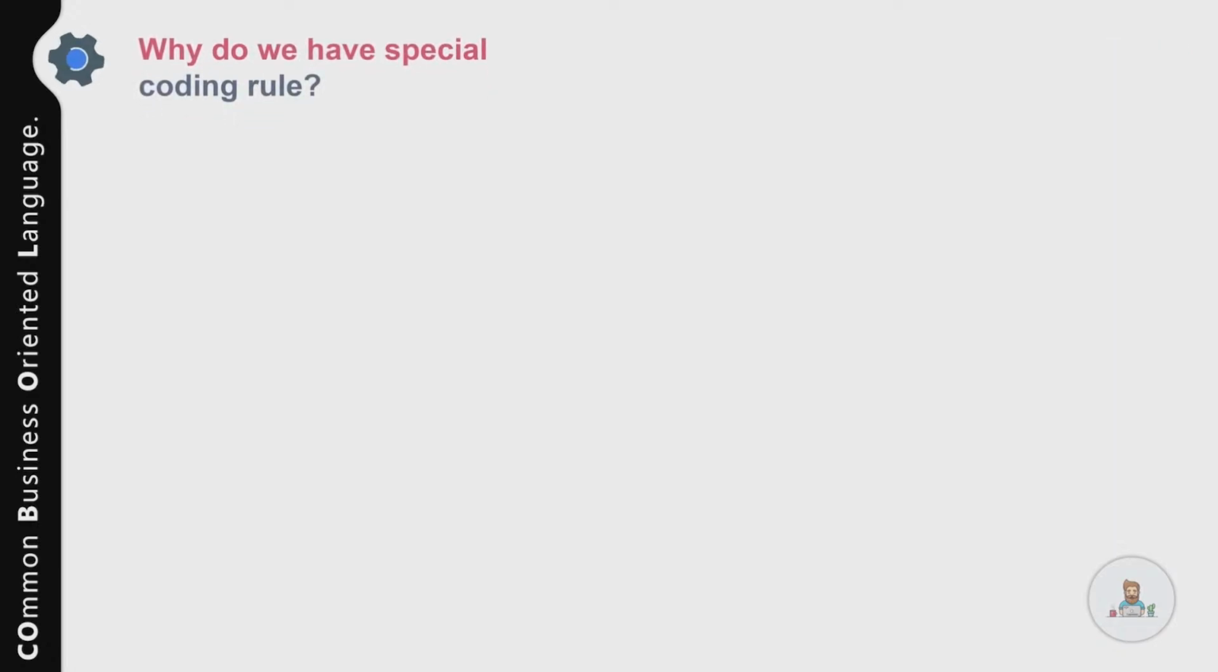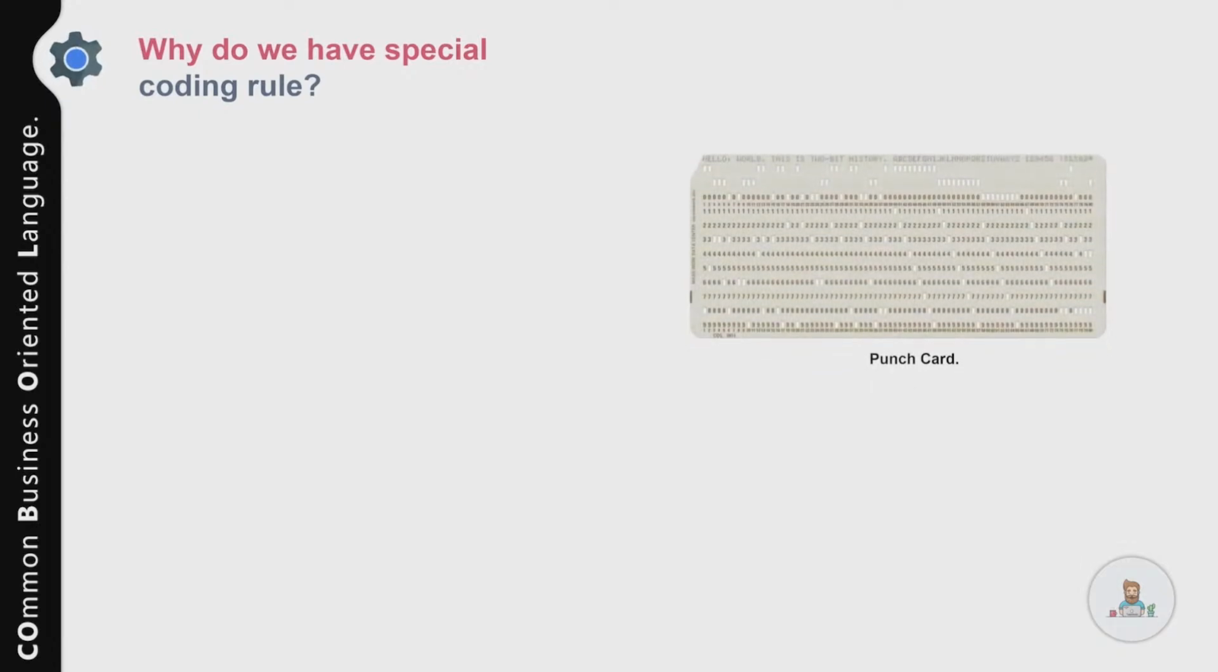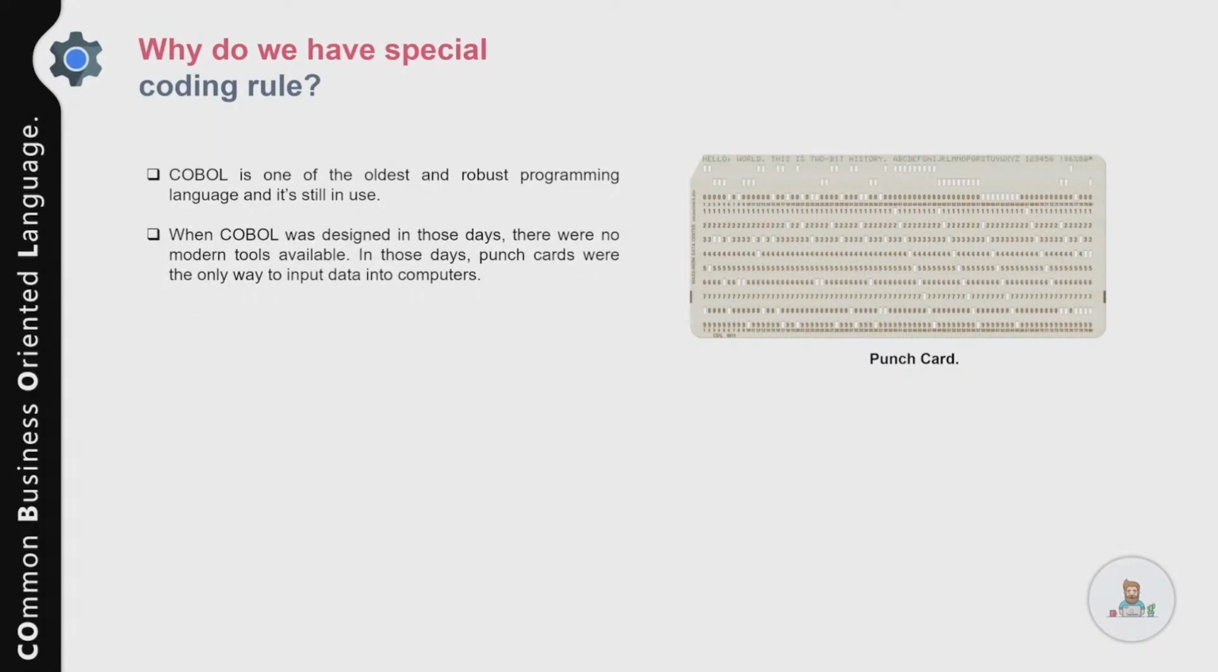Now let's talk about the rules and guidelines for writing a COBOL program. So before we get into the actual program coding rules, let's try to understand why we have special coding rules for COBOL. As you know, COBOL is one of the oldest and most robust programming languages that is still in use. And when COBOL was designed, during the 1960s or 70s, you did not have modern programming tools to feed data into the computer.